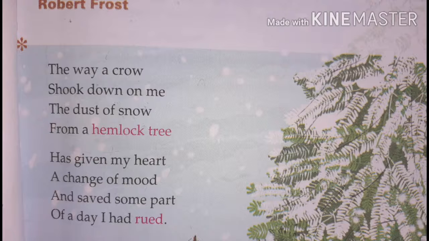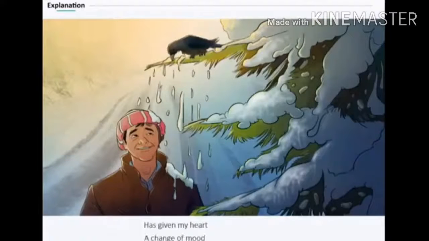So the poet says that when the crow shook its feathers, that incident gave his heart a change of mood. That means before, he was not in a good mood; he was in depression or stress or something else. Okay, he had some problem, so he was in a depression. So that gave him a change of mood and saved part of the day. If it doesn't happen, if the crow doesn't shake the snow, the poet will remain in the same bad mood. So the bad mood has changed because of the crow, and it has changed his thinking also.